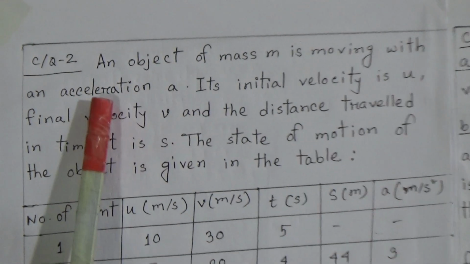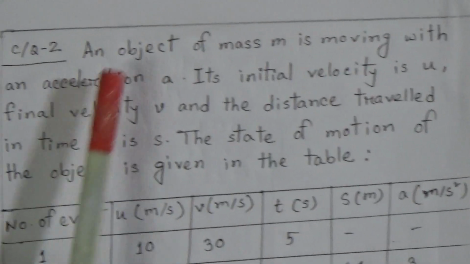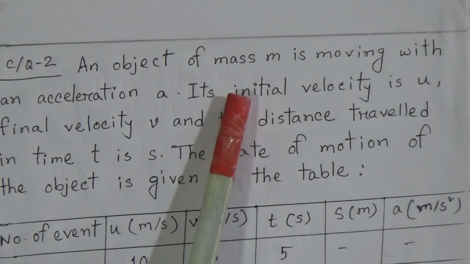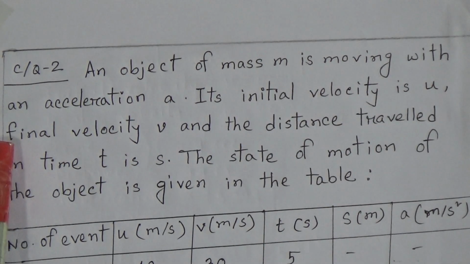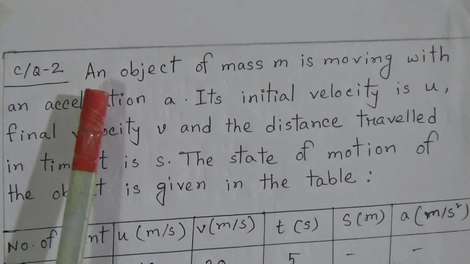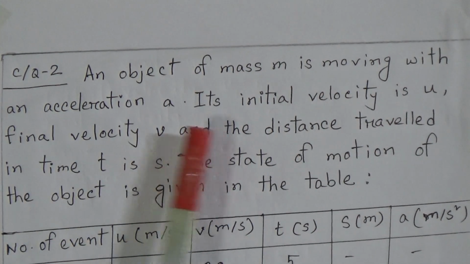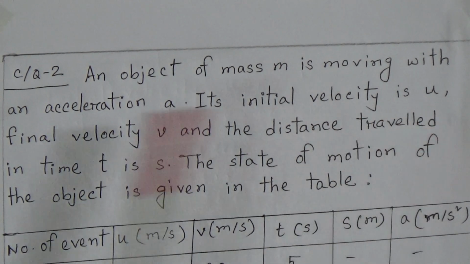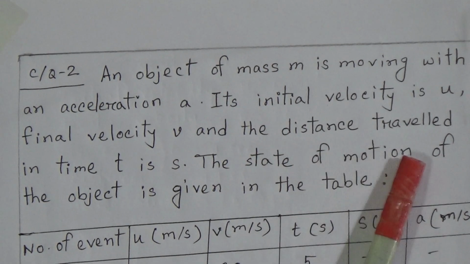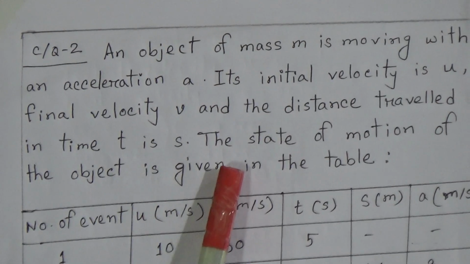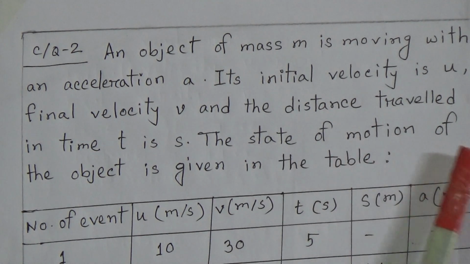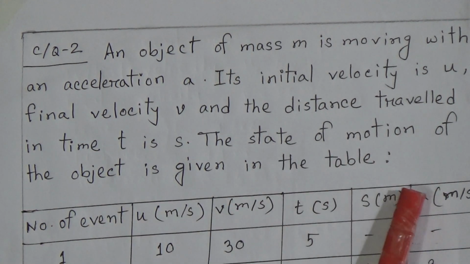Today we will discuss Q-2 from chapter 2. First, read the stem. An object of mass m is moving with an acceleration a. I am repeating, an object of mass m is moving with an acceleration a. Its initial velocity is u, final velocity v, and the distance travelled in time t is s. The state of motion of the object is given in the table.